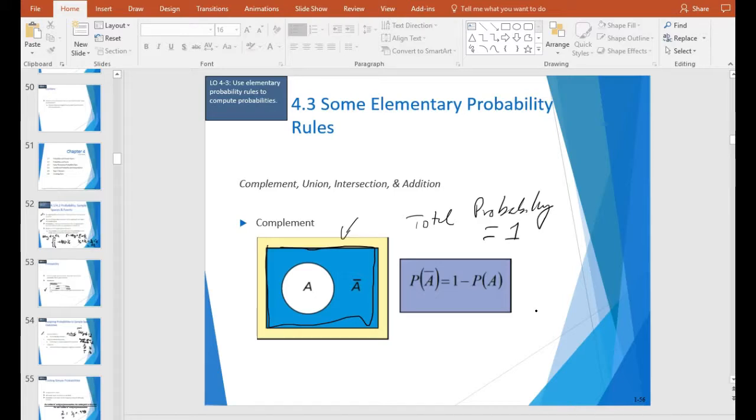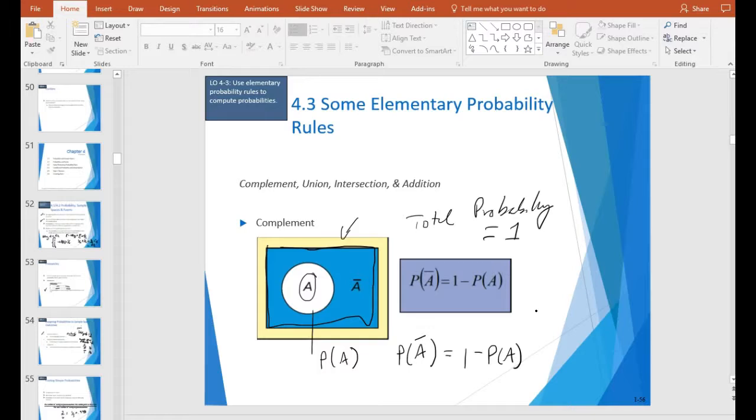And then the circle represents the probability of event A. Okay? And then in this case, the area around it, which we would call A complement, is the probability of A complement, which is defined as 1 minus the probability of A. So A complement is just saying not A.